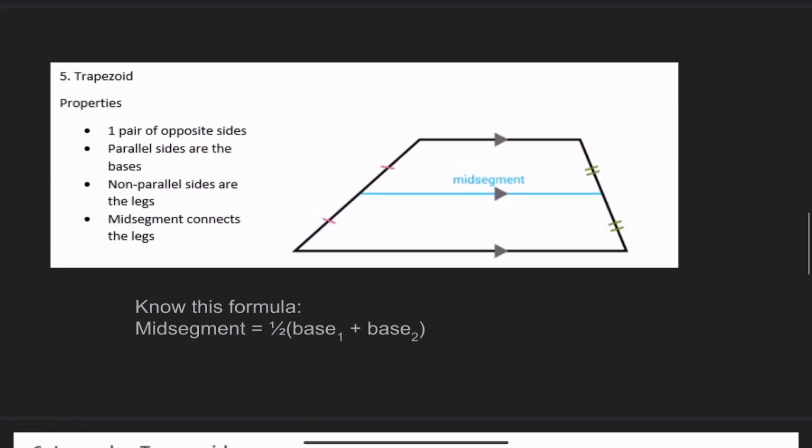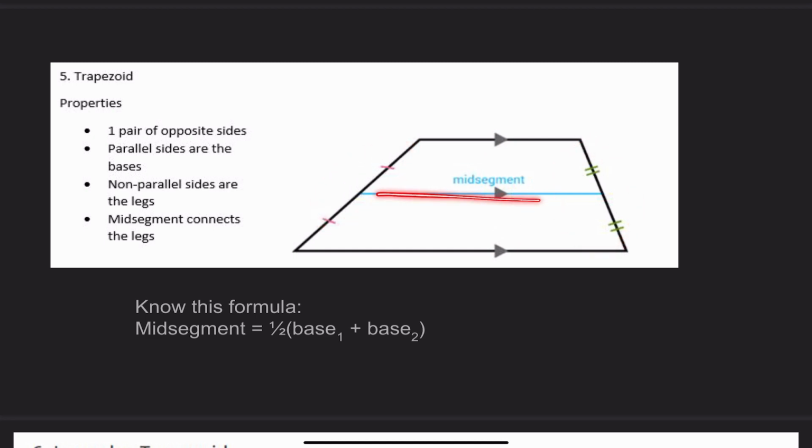Moving on, we're no longer on that special type of parallelograms. We're going to move on to trapezoids. A trapezoid, by definition, has one pair of parallel sides. We call the parallel sides the bases, and the non-parallel sides the legs.